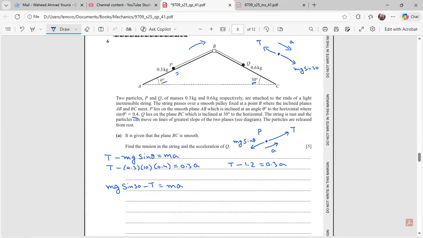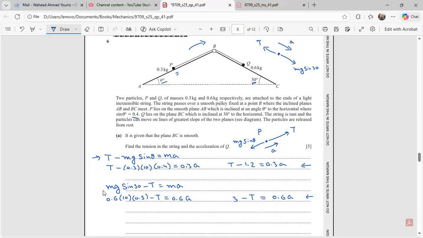But in this expression, this m is 0.6 kilogram. Previously, in the earlier equation, the m was 0.3 kilogram, applying on that mass. So this m is 0.6, g is 10, sine of 30 degrees is 0.5, minus T equals 0.6 into a, right? This all will be simplified into 3 minus T equals 0.6a. So now I have two equations and two unknowns. I will solve them and try to find the value of a and T.